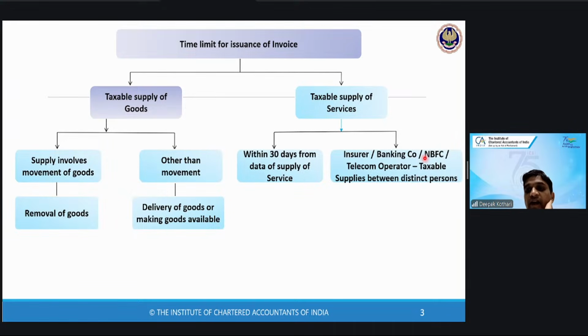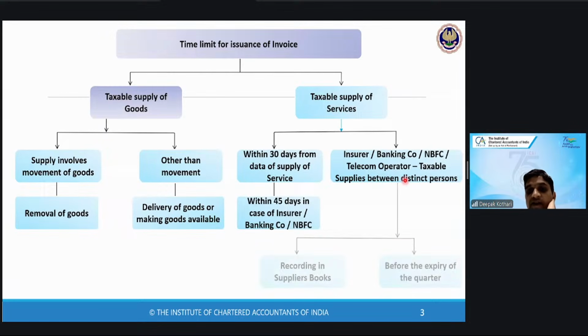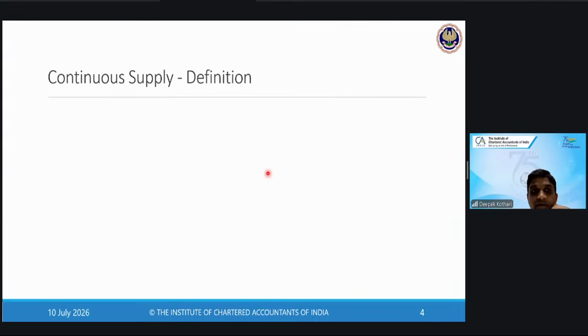And for insurance and banking companies, for taxable supplies between distinct persons, there are two time limits. Here it is 30 days and 45 days for insurance, and for insurance, banking companies and other things, when it is recorded in the supplier's book or before the expiry of the quarter. For these companies, for any supply from one banking company to another, or a banking company providing services to its customer, they will raise within 45 days, and for normal cases within 30 days.